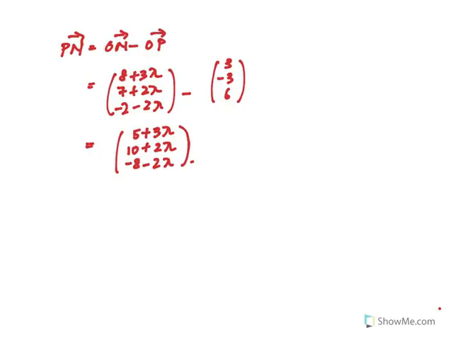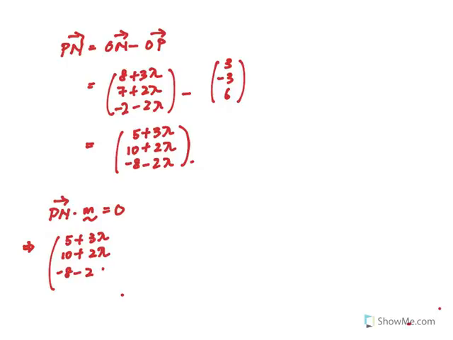Alright, next up, we know that our PN can be expressed in this form for some lambda, and we also know that if we dot product PN with the direction vector of the line, this will give us 0 since they are perpendicular. So this means that (5 plus 3 lambda, 10 plus 2 lambda, negative 8 minus 2 lambda) dot product with (3, 2, negative 2).